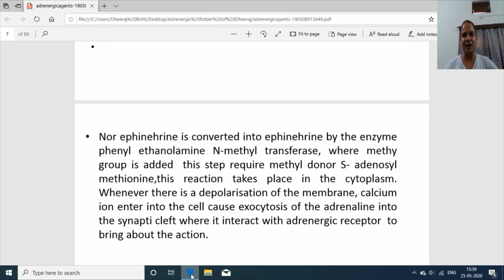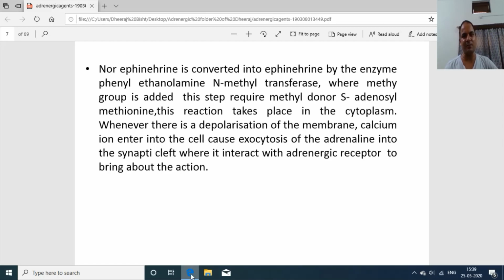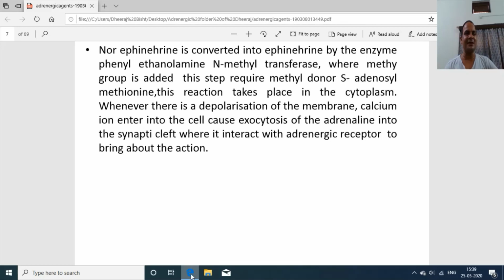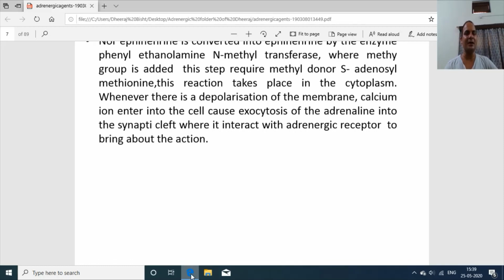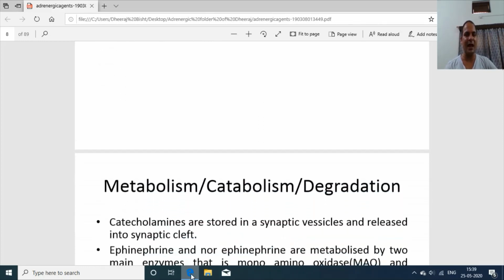Norepinephrine is converted into epinephrine by the enzyme phenylethanolamine N-methyltransferase, where a methyl group is added. This step requires the methyl donor S-adenosyl methionine. This reaction takes place in the cytoplasm. Whenever there is a depolarization of the membrane, calcium ions enter the cell, causing exocytosis of the adrenaline into the synaptic cleft, where it interacts with the adrenergic receptor to bring about the action.